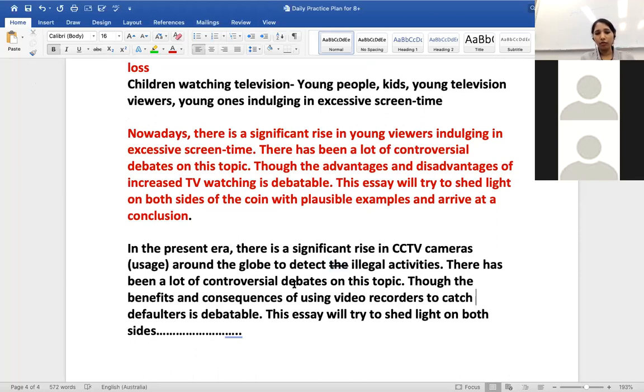There has been a lot of controversial debates on this topic. Though the benefits and consequences of using video recorders to catch defaulters is debatable, well done. This essay will try to shed light on both sides of the coin. Good job. Okay, I'm happy with this.